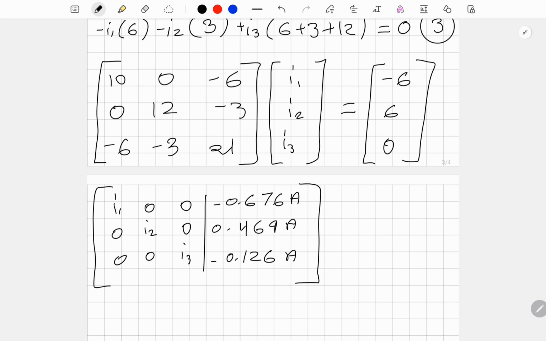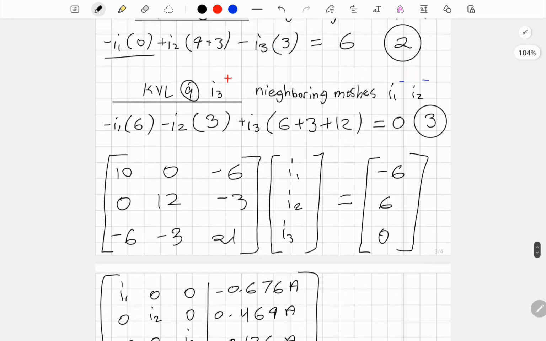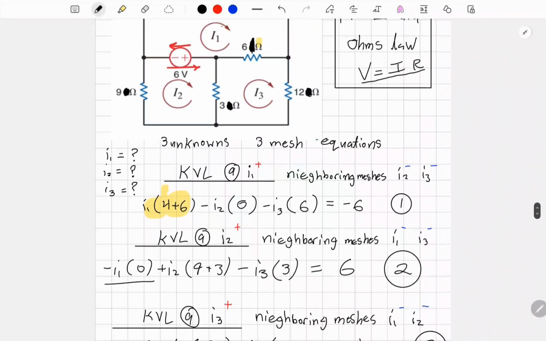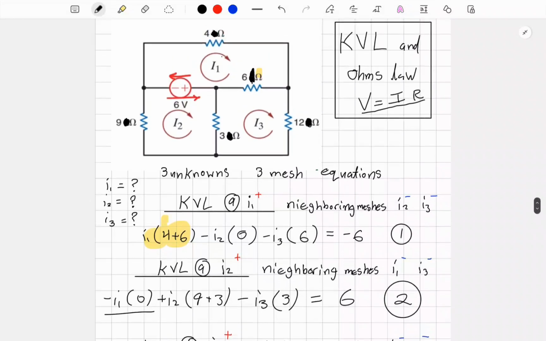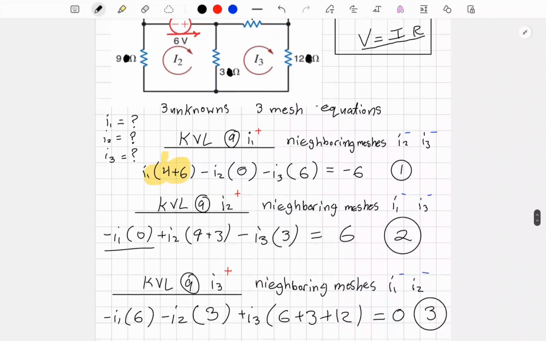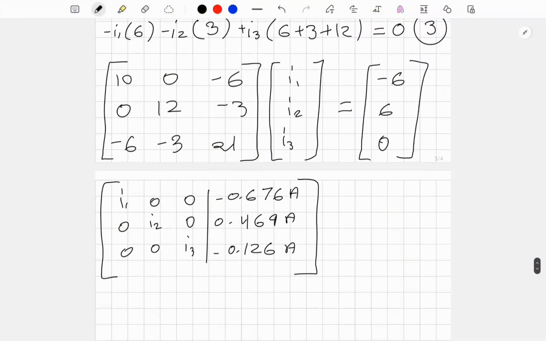So you'll notice that this technique is very similar to nodal analysis, except you're just using Ohm's law and using KVL instead. And there's actually a reason why this technique works so well, and I can explain that in a different video. It works the same as the traditional method.